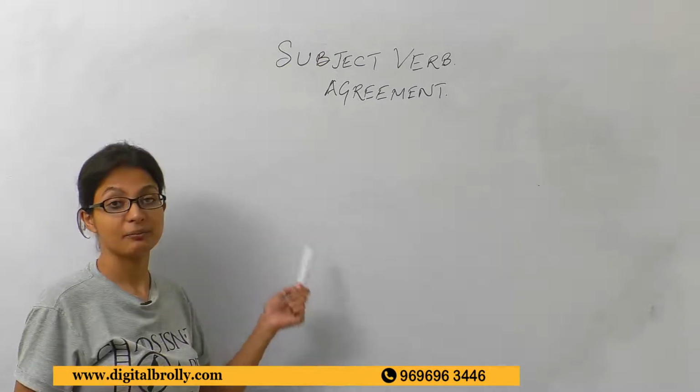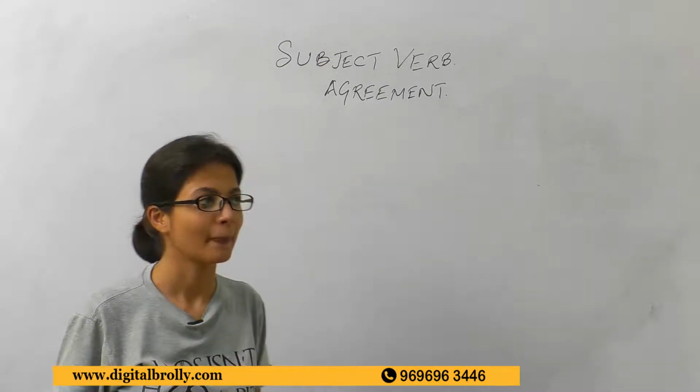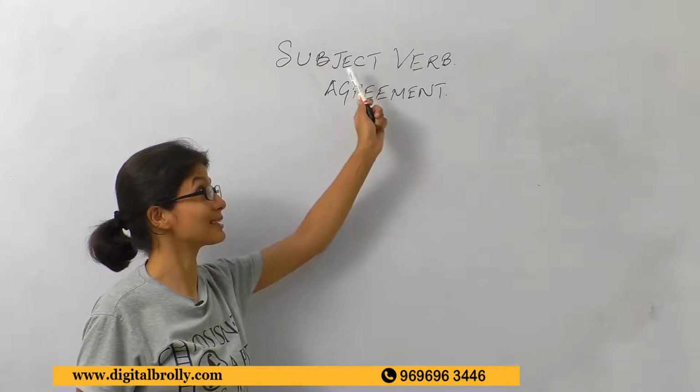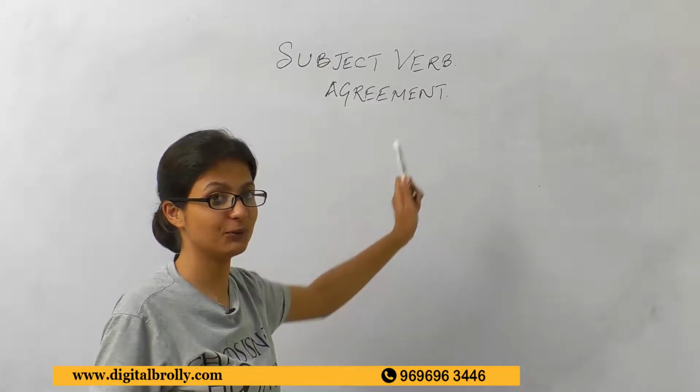Let us now do something called subject-verb agreement. Now what is this basically? The form of the verb that you use has to agree with the subject. That is called subject-verb agreement. I'll give you an example.